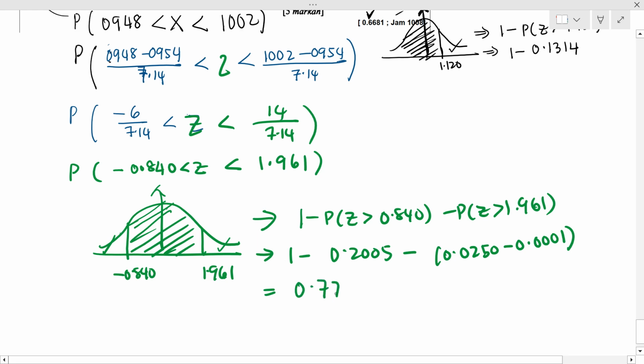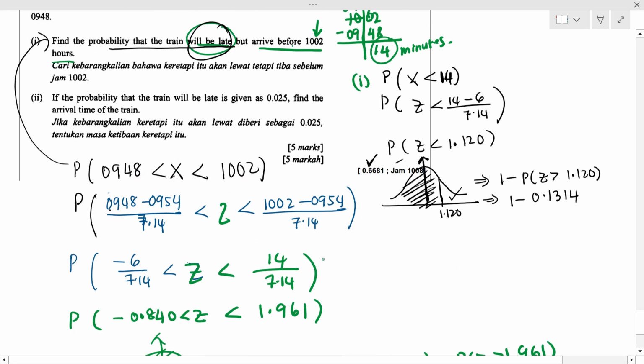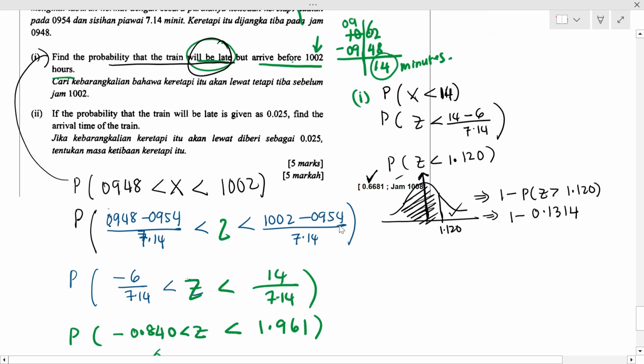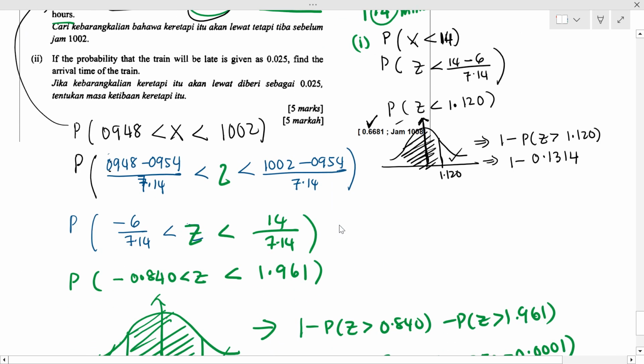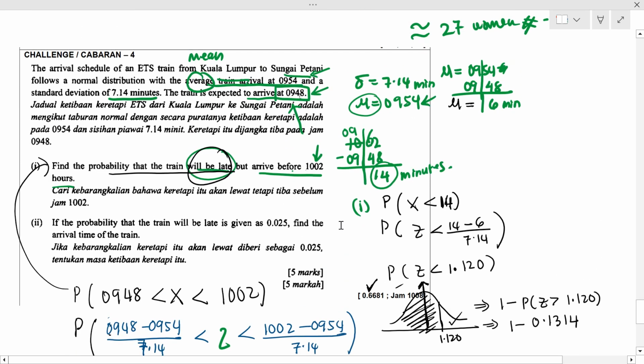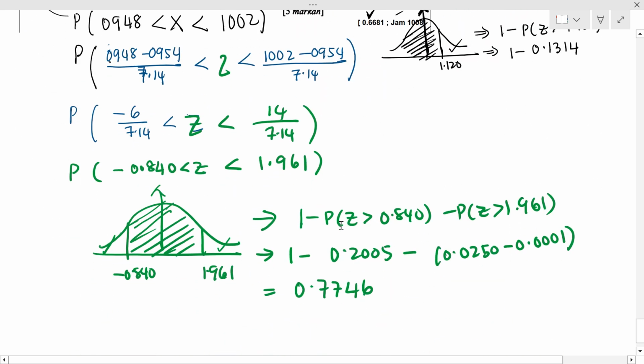It only gets 0.7746. But you should be getting 0.6681. Okay.